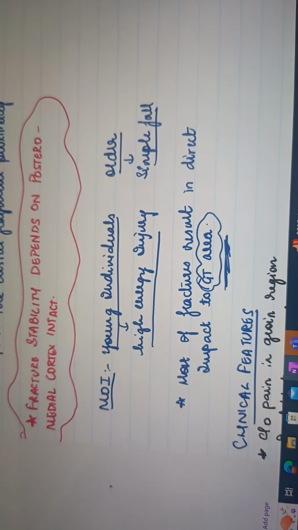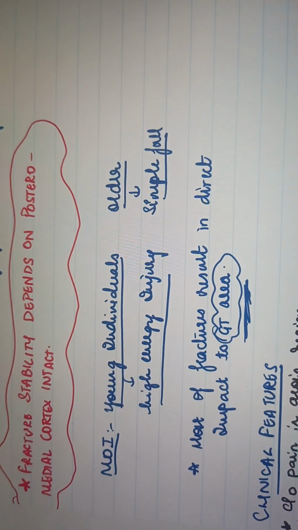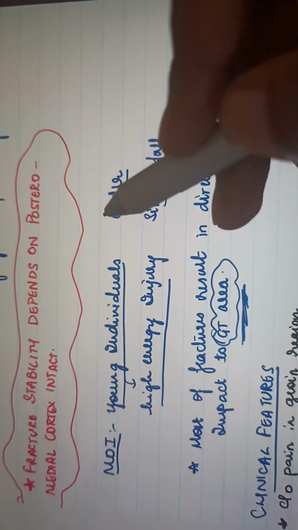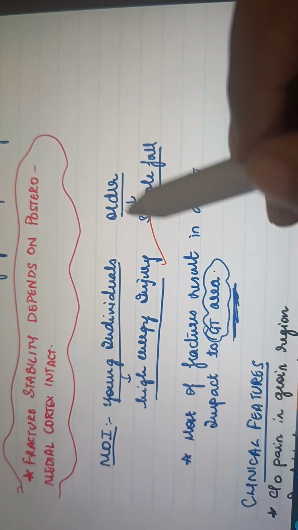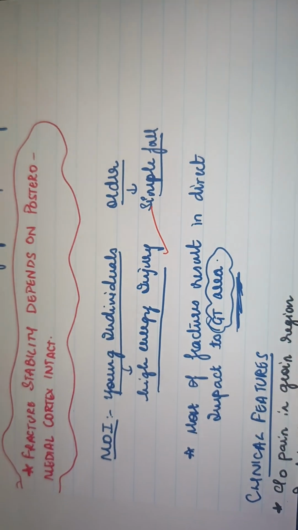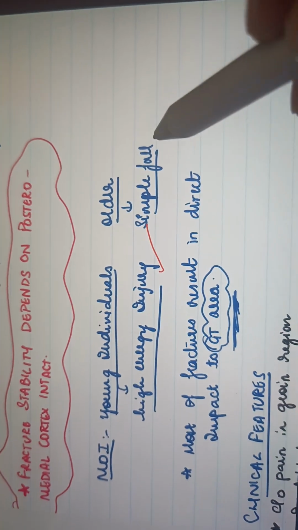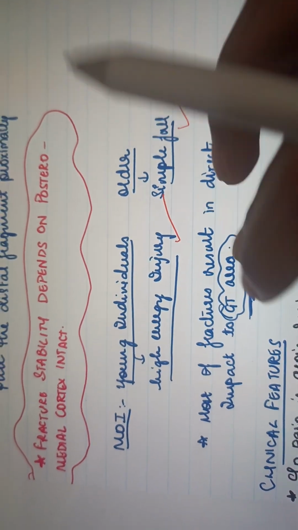Next comes mechanism or mode of injury. In young individuals, it occurs because of a high energy injury, usually either through RTA or accident, anything. In older, it occurs because of a simple fall.